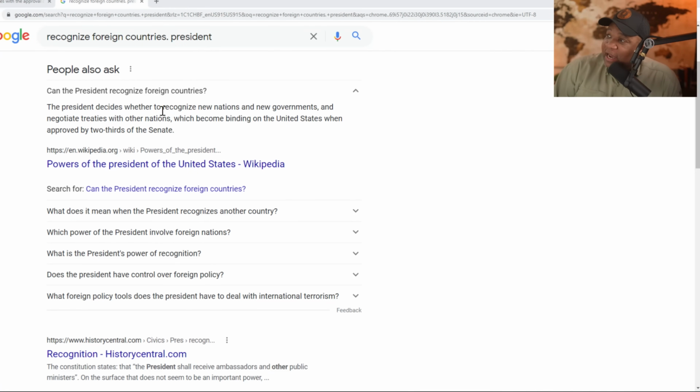The president decides whether to recognize new nations and new governments and negotiate treaties with other nations, which become binding on the United States when approved by 2/3 of the Senate. Okay, and that kind of goes along with the whole treaties and just recognizing countries. So that's basically what they're saying there. When it comes to new countries or new governments, he will recognize them or can recognize them. That's a power that he has.